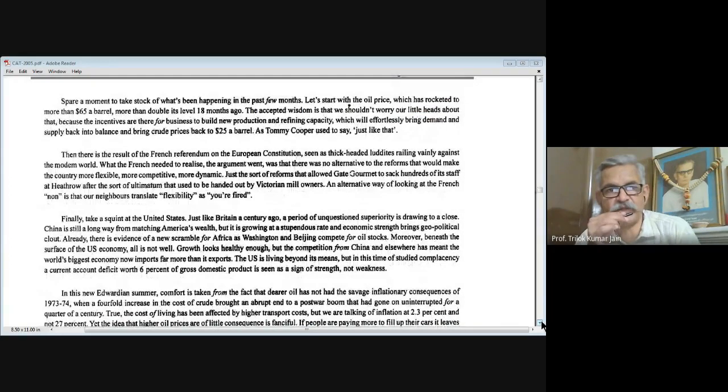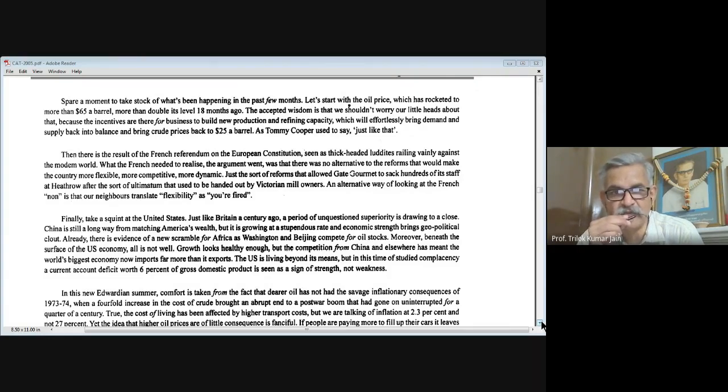Spare a moment to take stock of what's happening in the past few months. Let's start with the oil prices, which have rocketed to more than $65 a barrel, more than double their level 18 months ago. The accepted wisdom is that we shouldn't worry our little heads about that because the incentives are there for business to build new production and refinery capacity, which will effortlessly bring demand and supply back into balance and bring crude price back to $25 a barrel. As Tommy Cooper used to say, just like that.